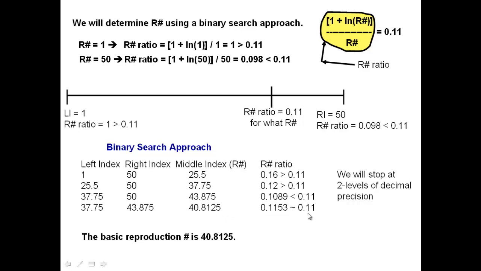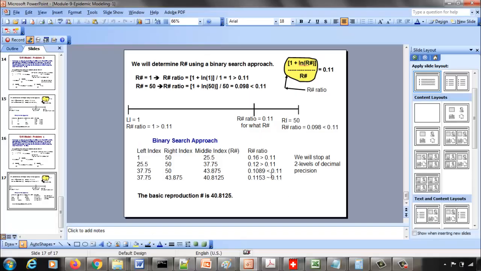So we stop at two levels of decimal precision. So we can say the basic reproduction number is 40.8125. We can stop even here at 2 decimal levels of precision if you want to. So let me take it back, because we'll stop at 2 decimal levels of precision. So I can put it like this. So basically then we don't need this. So sorry for this confusion.